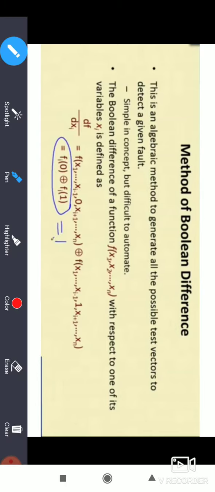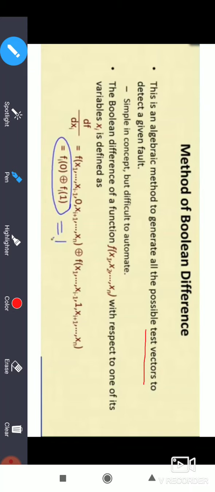Last class we saw the path sensitization method. Today we will see the Boolean difference method. This is one of the test generation techniques. Last class, path sensitization was one technique to generate test vectors. This is also a method to generate test vectors for the detection of a fault. This is an algebraic method to generate all possible test vectors.